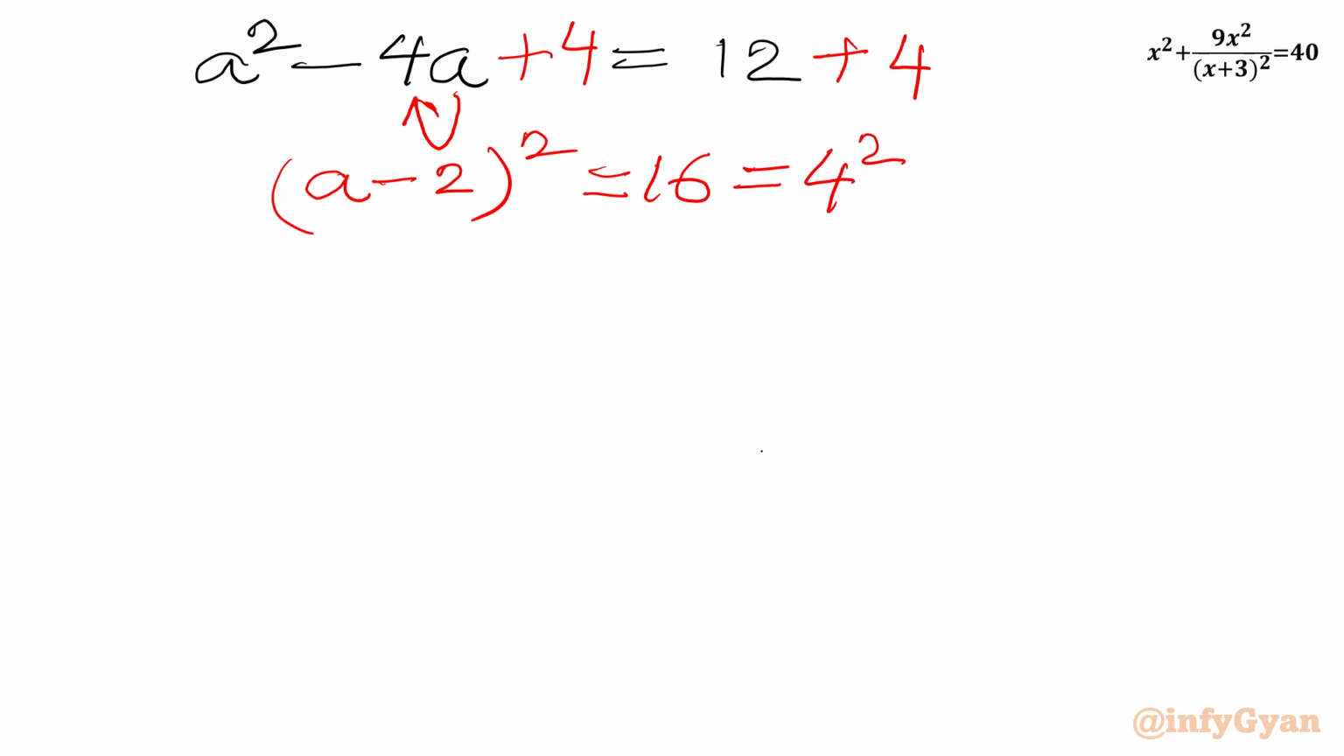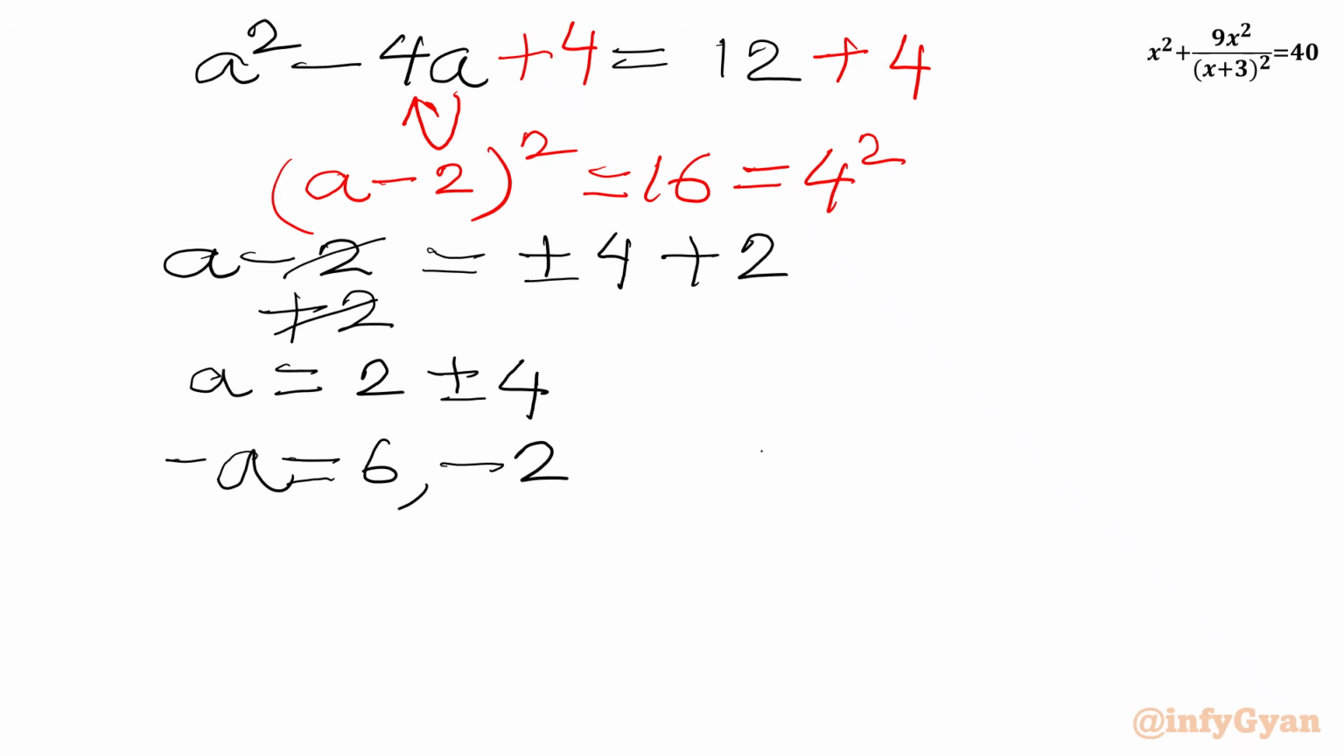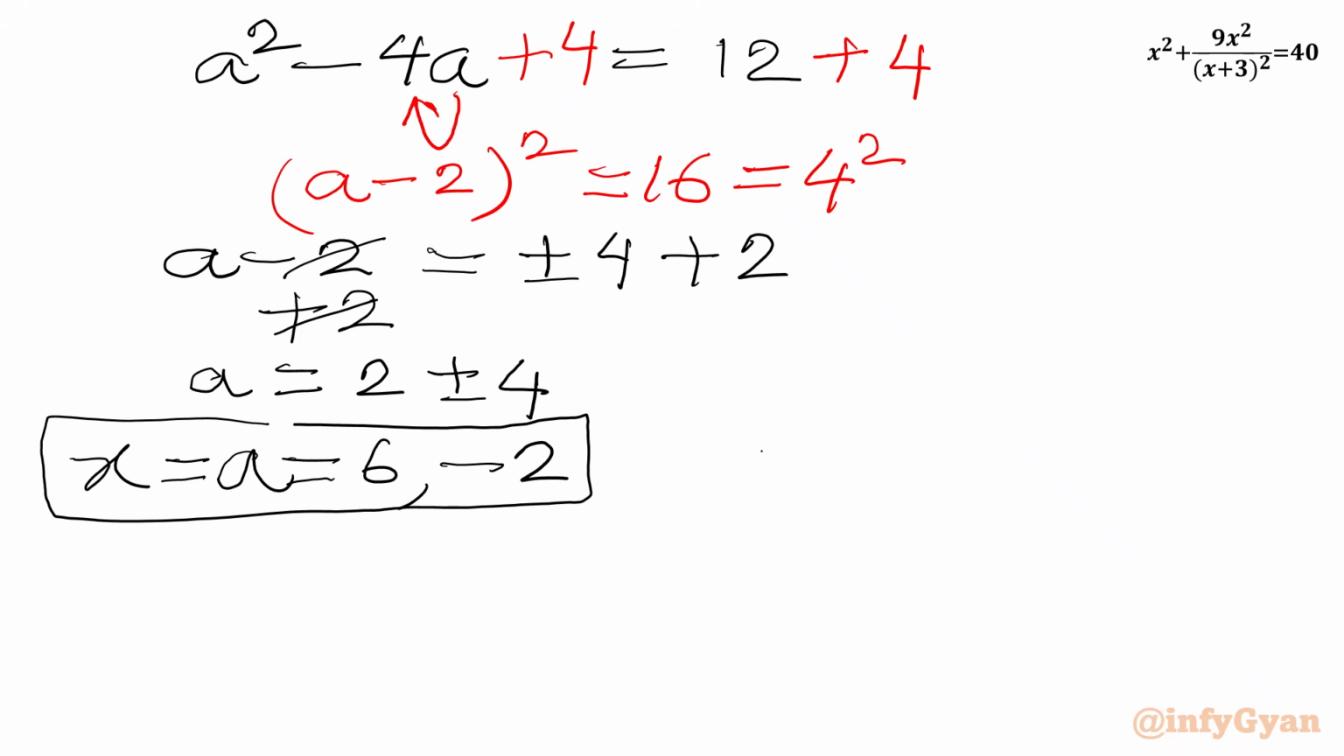Now we will take the square root on both sides. We will get A minus 2 equals plus minus 4. We'll add 2 to both sides. So A will be equal to 2 plus minus 4. 4 plus 2 is 6 and 2 minus 4 is minus 2. This is equal to A, and A is nothing but x. So we have two real values of x and two complex values of x.